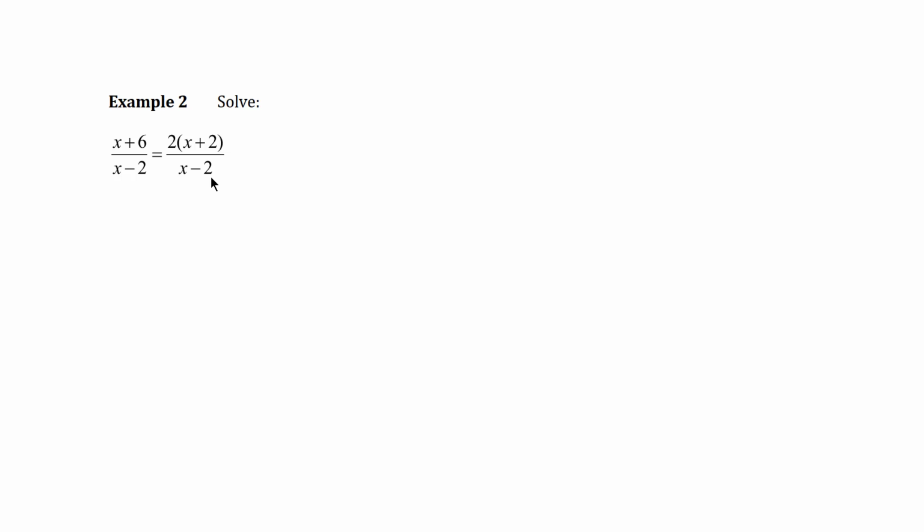If we look at each denominator, you can see that we have x minus 2 for both fractions. The only value of x that we cannot use for this rational equation is 2. If we plug in 2 for x, we get 2 minus 2, which results in 0 in the denominator. So the rational equation is undefined at x equals 2.